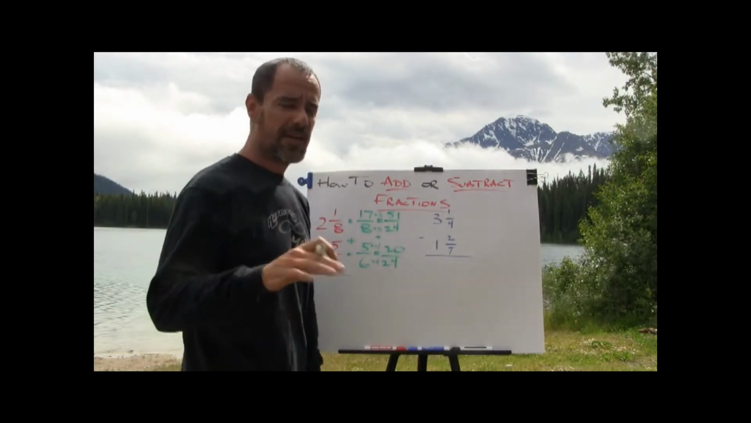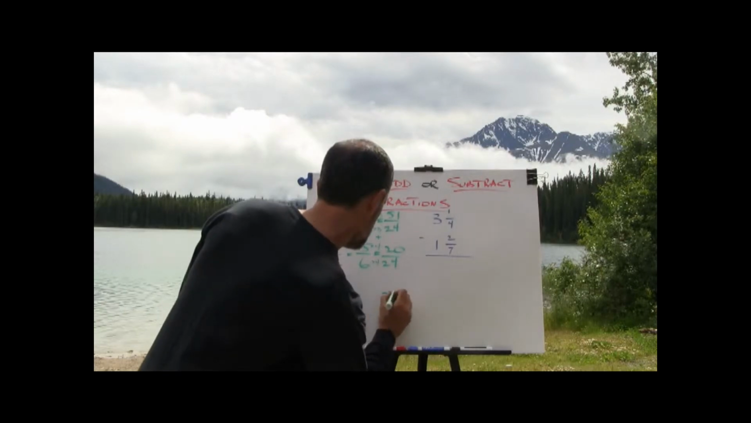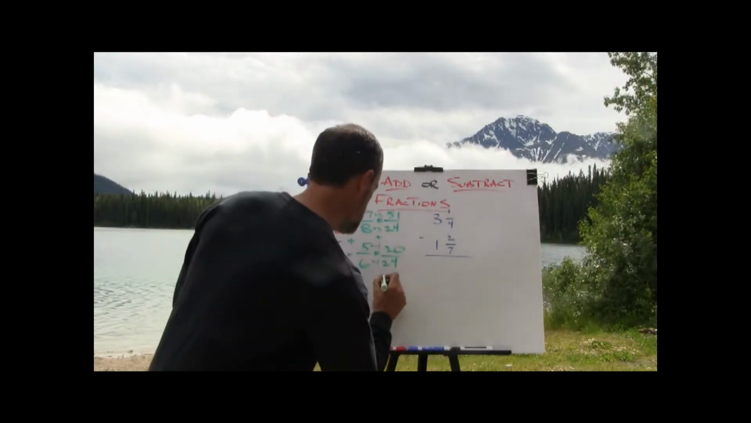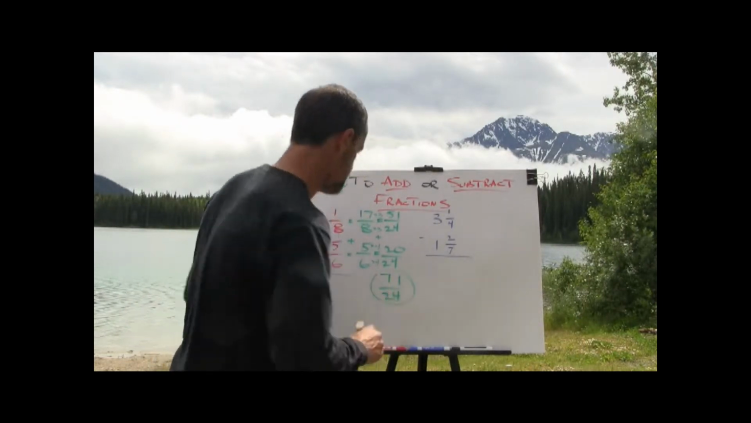When we add fractions, we're going to keep the denominator the same, and we're going to add the numerators. 51 plus 20 is 71.